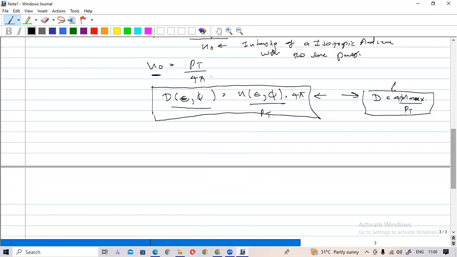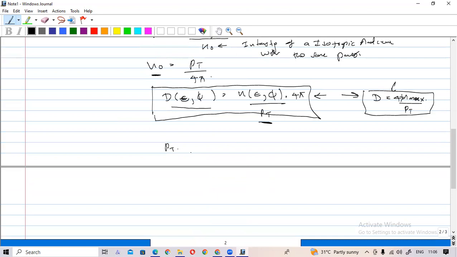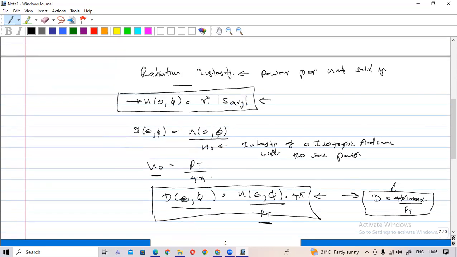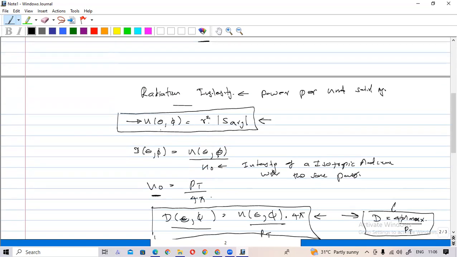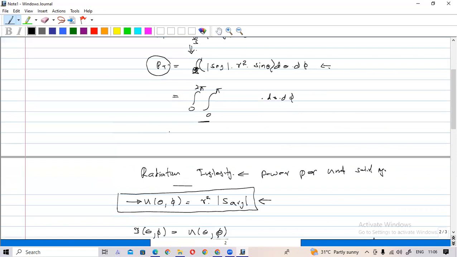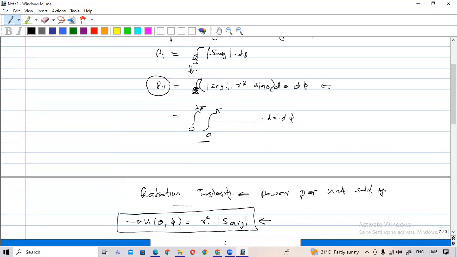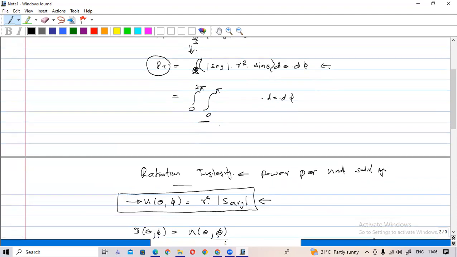Okay, now anyway, you need to find this total radiating power. You need to find this total radiating power to find the directivity function. Okay, so then how to find that? Actually that part maybe I haven't done. So these equations are given, these equations I have given. Okay, so the total radiating power.